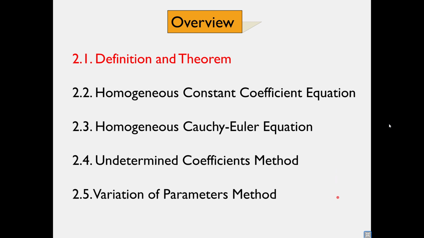This will be in the next lecture. And this Cauchy-Euler is one form of homogeneous. These two are homogeneous. Okay. For the non-homogeneous, it's not written here, but 2.4, 2.5 is to tackle non-homogeneous.